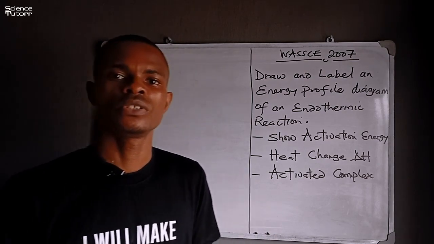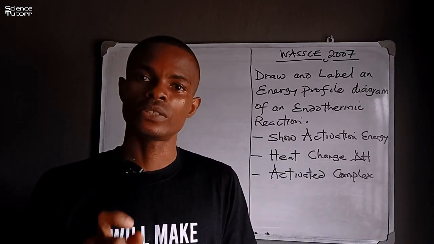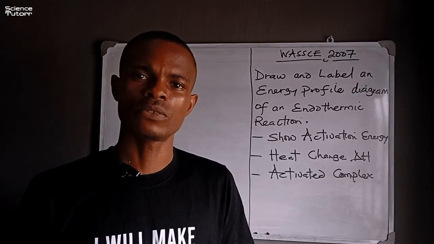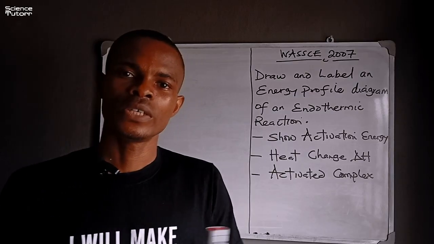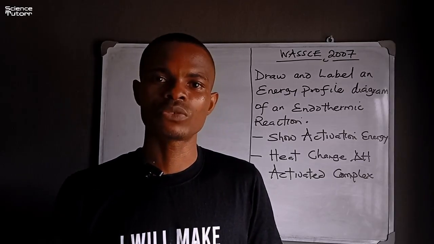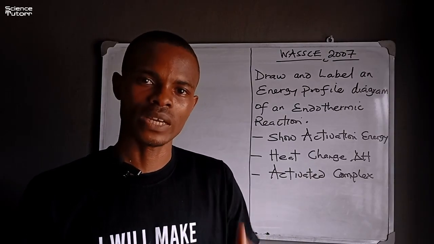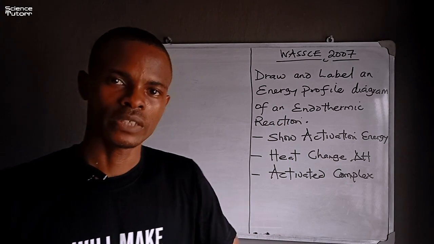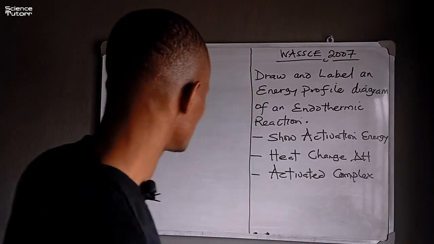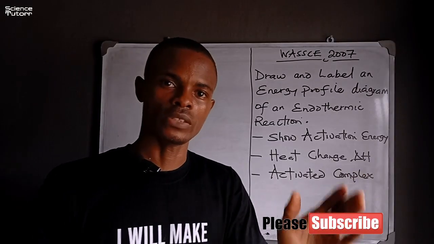As an introduction, what is an endothermic and exothermic reaction? An endothermic reaction is a reaction in which heat is absorbed from the surrounding. That is endo. Heat is absorbed from the surrounding. While exothermic reaction is a reaction in which heat is liberated to the surrounding, or I can say heat is given off to the surrounding. That means heat is lost to the surrounding. So there are two different terms we need to consider. One is absorbed, another is liberated, given off.